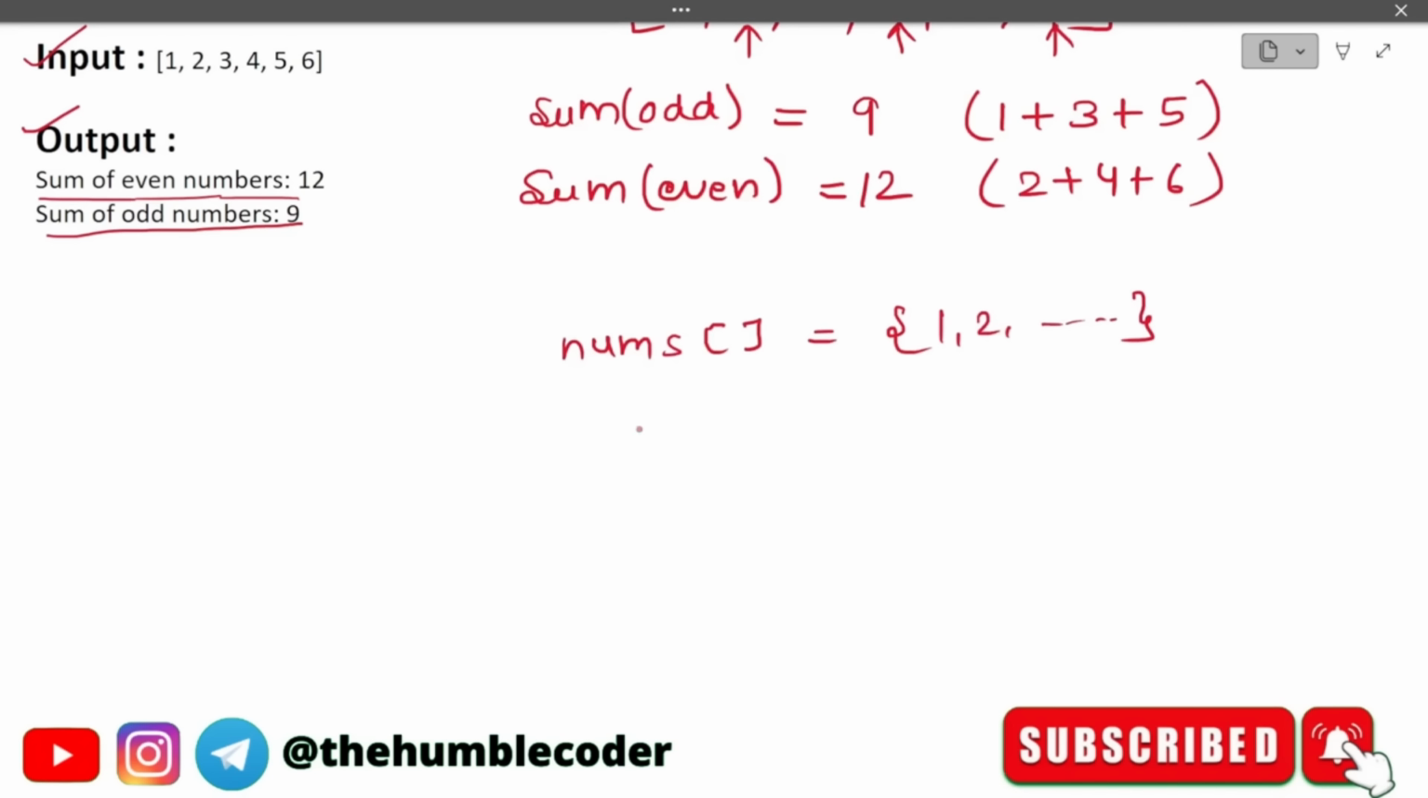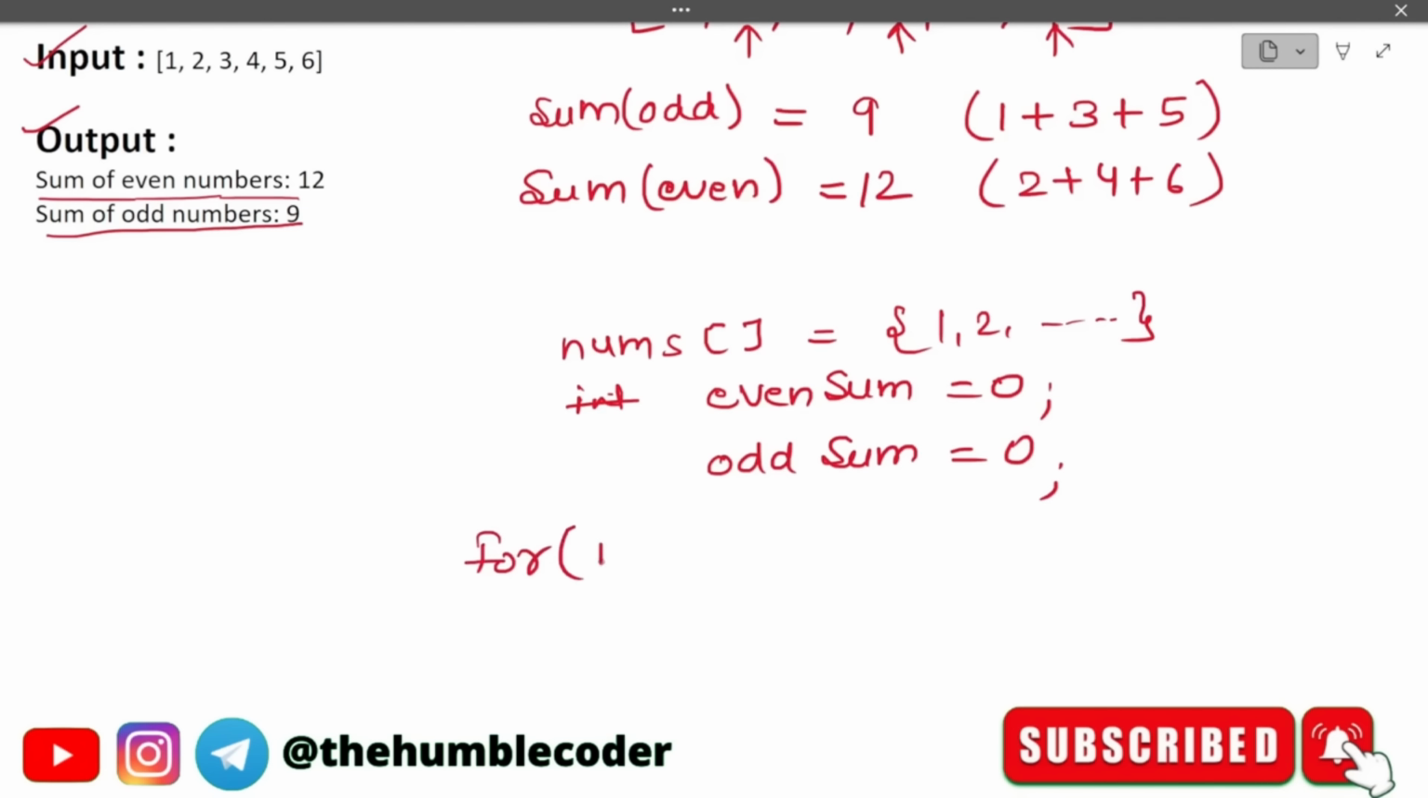Next up, we will take two variables: evenSum and oddSum. Okay, and then we will initialize them with 0, and based on the values that we will encounter, we will add the values, even numbers and odd numbers. So now what we need to do is iterate over the array. So for that we will use a for loop, like from 0 to the length of the array, and then we will increment it one by one, right?